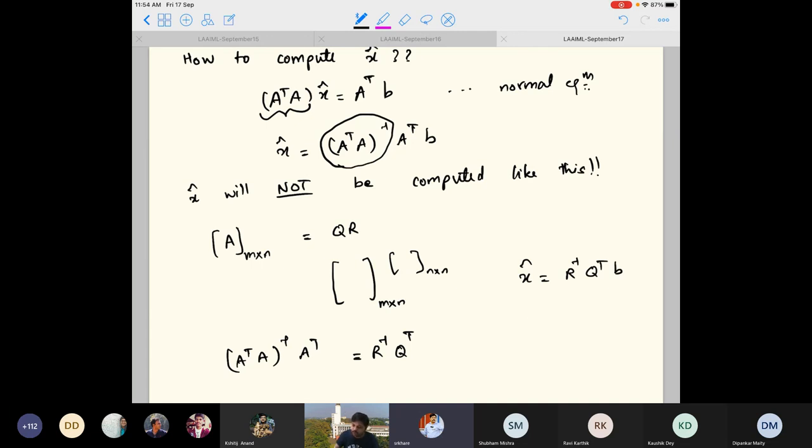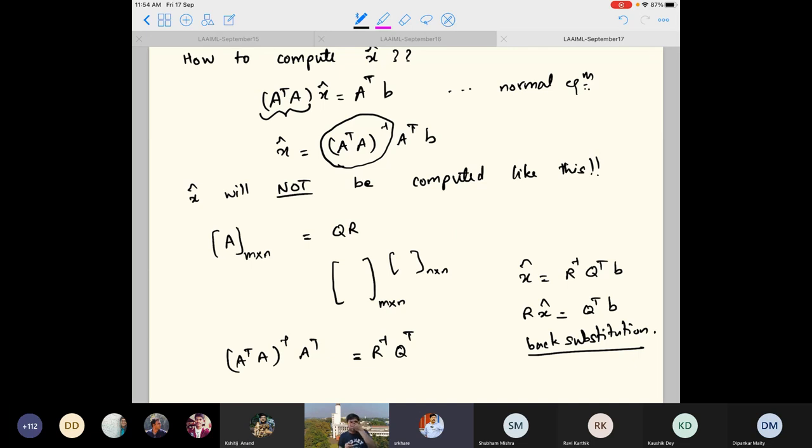But do we really compute R inverse? No. We take R X hat equal to Q transpose B, so we are solving this by back substitution, which happens after you do QR decomposition. And when you do QR decomposition, do you need to build the entire Q? No, you do not.